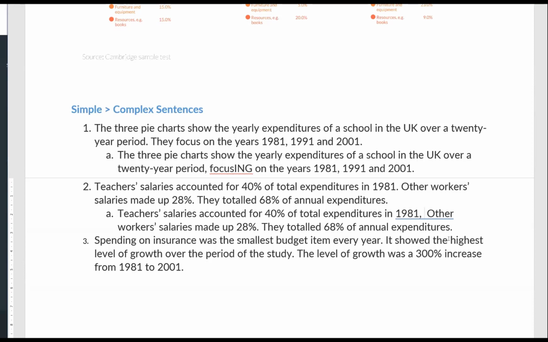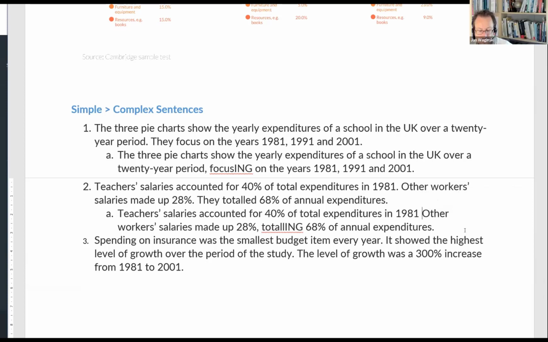Totaling. We've got a run-on, but yes, you're right. Totaling. Comma here, comma, totaling 68% of annual expenditure. I'm thinking to leave it as it is. Can we say and there? Yeah, you can just put and in here. Simple connection.